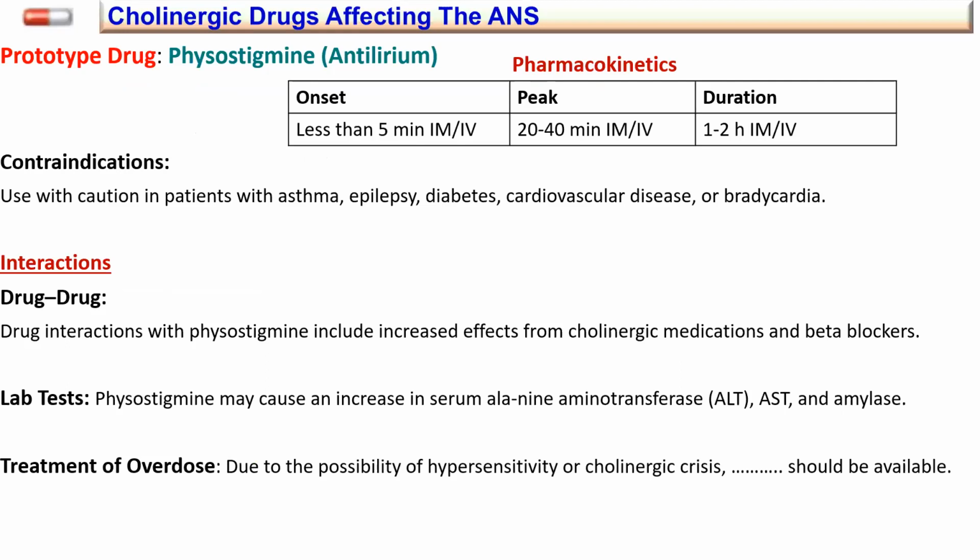So physostigmine is the drug we have been discussing. It is contraindicated, or at least can be given only with caution, in patients with asthma, epilepsy, diabetes, cardiovascular disease, and bradycardia. You will discontinue the drug if excessive sweating, diarrhea, or frequent urination occurs, because that's a sign of overdose. Excessive saliva, diarrhea, frequent urination.